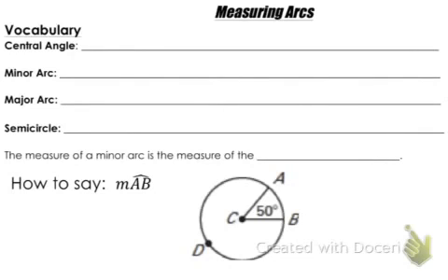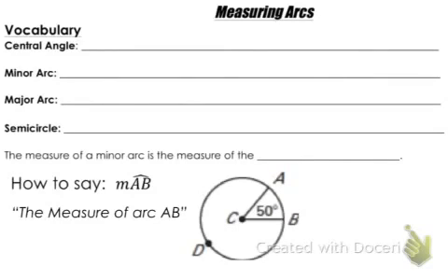First of all, here is a picture of a circle, and this is how you say it. If you ever see this symbol, it says the measure of arc AB. So we're talking about measures of arcs here. When you see that symbol, that's how you would say it out loud or in your head.